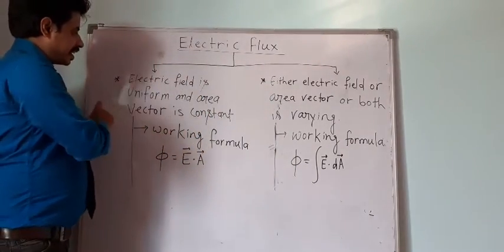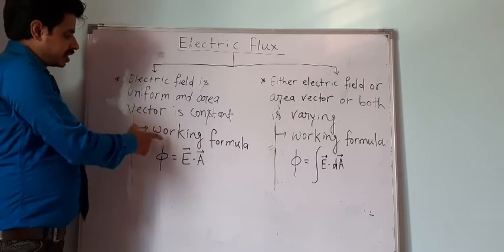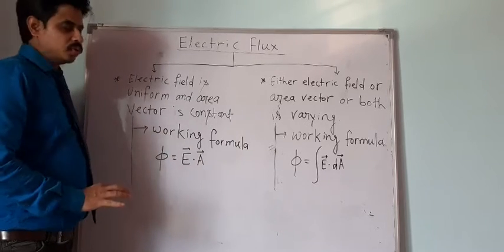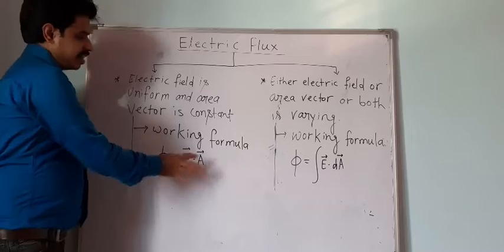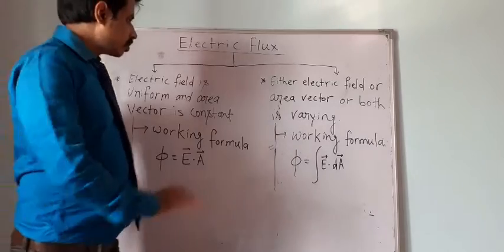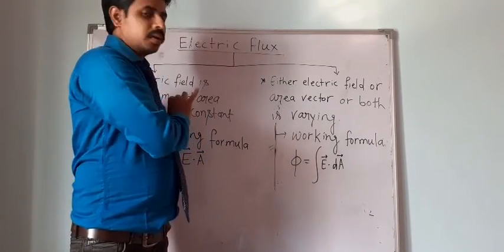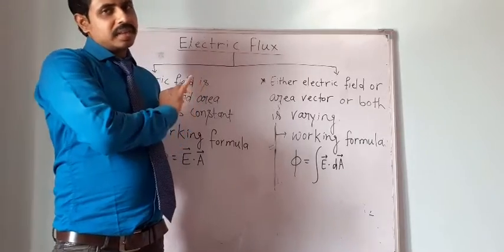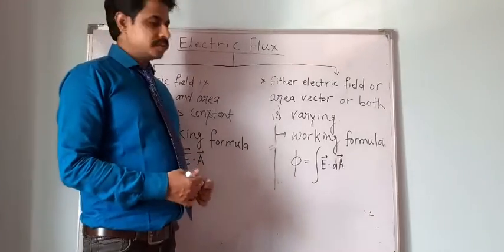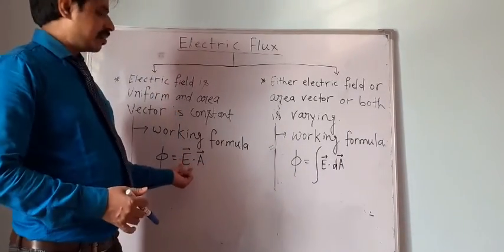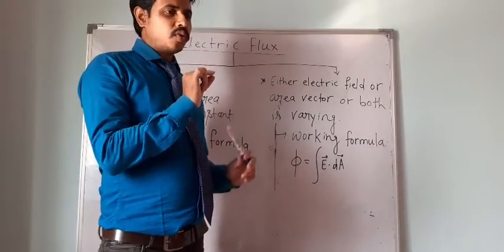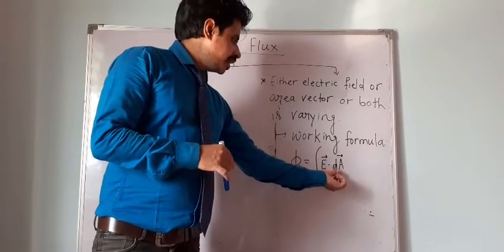So first case, if both are constant, both are uniform, then simply to find the flux we have to take the dot product of the two. Simply we will take the dot of electric field and area vector. And if suppose the field is not uniform, nor the area vector is uniform throughout the area, then what to do? See, this is the basic formula, this is the definition of flux. So we have to search for a small area over the big area.